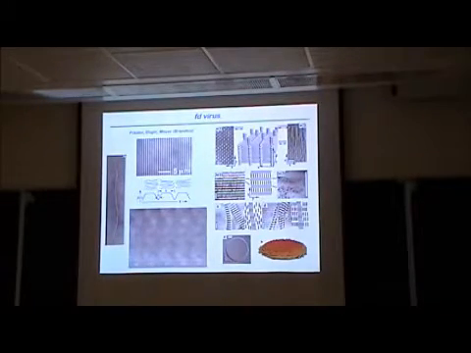This is an example of structures you get if you make mixtures of the fd virus with spherical colloidal particles, micron scale particles. Then you get phases that are mixtures of spheres in these flexible rods. Very rich, interesting phase diagram.